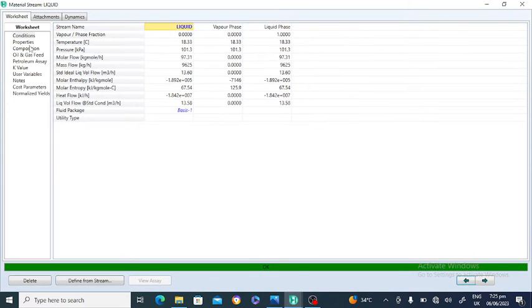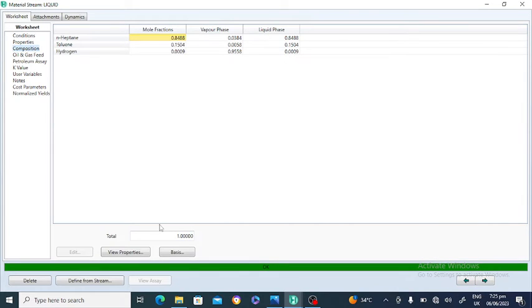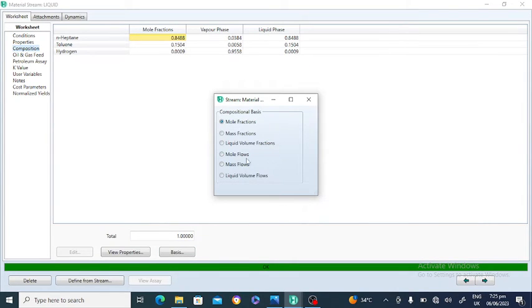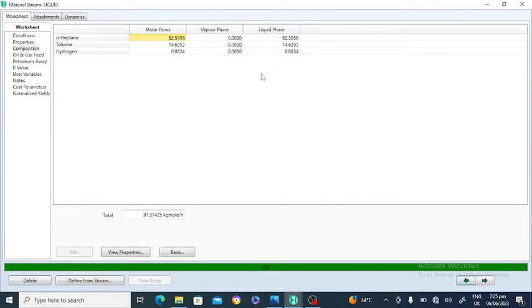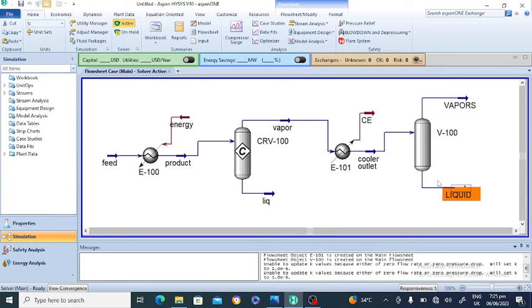So go to the composition, and here you can check, go to the basis and change the basis to molar flow. So here you can check the molar flow. So 82 kilomole per hour of the n-heptane in the liquid, 14 kilomole per hour of toluene, and 0.083 kilomole of hydrogen is coming out from the bottom of the flash separator. So here you can check.